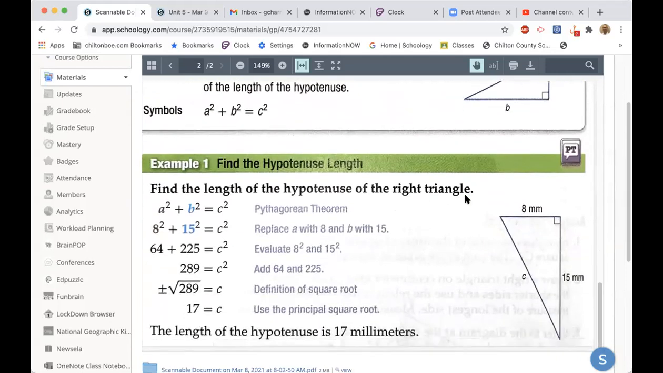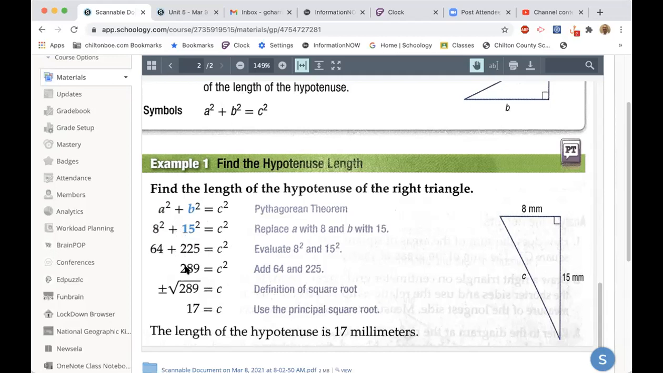Here's an example of the Pythagorean theorem. We have a right triangle. We're given the two legs, 8 and 15. So we plug 8 and 15 in for A and B, and we're finding the hypotenuse C. From here, we just follow order of operations. Square the 8, get 64. Square the 15, get 225.